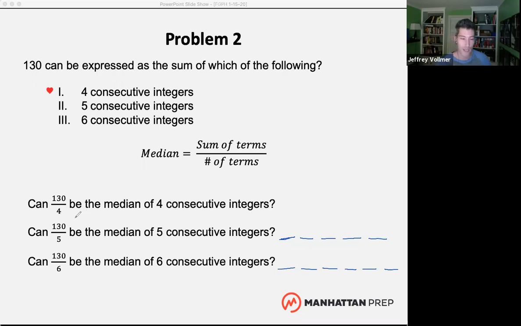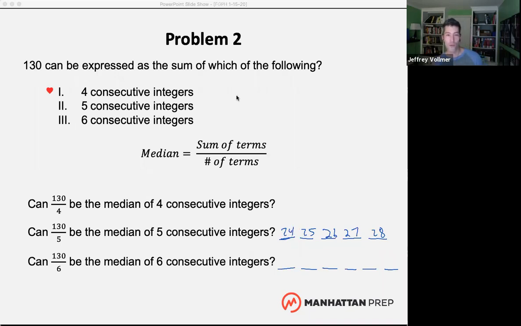And so we would ask then, if I divide 130 by 5, do I get an integer? And the answer is yes, right? Because 130 is clearly divisible by 5. It's divisible by 10, so it's divisible by 5. 130 over 5 is 26. And then you'd be able to fill out the remaining integers in the list.